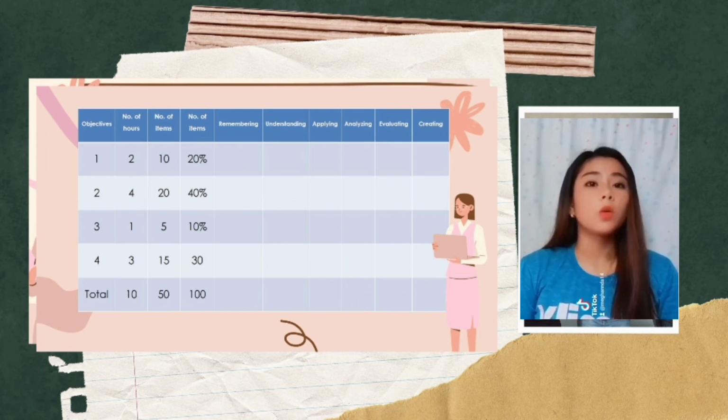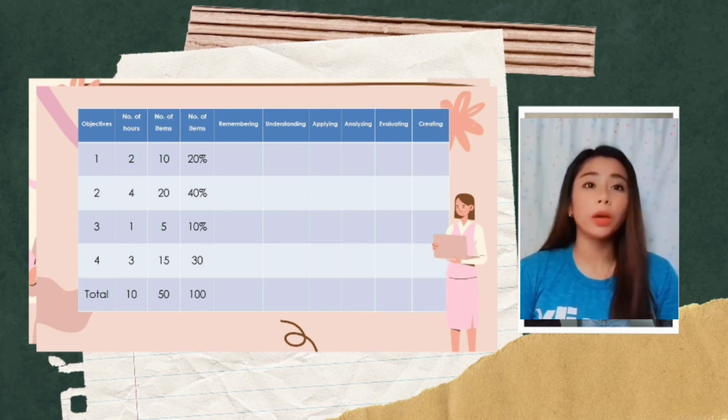So first, we are going to divide the number of hours used by the total number. For example, in objective 1, we have 2 hours used. So 2 divided by 10, which is the total number of hours, is equal to 0.20 or 20%. In objective 2, we have 4 hours, so 4 divided by 10 is equal to 40%. In the third objective, we have 1 hour divided by 10, which is equal to 10%. And in the fourth objective, we have 3 hours, which is 30%.